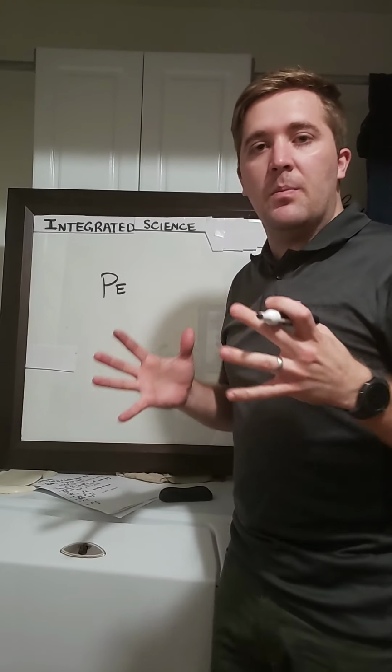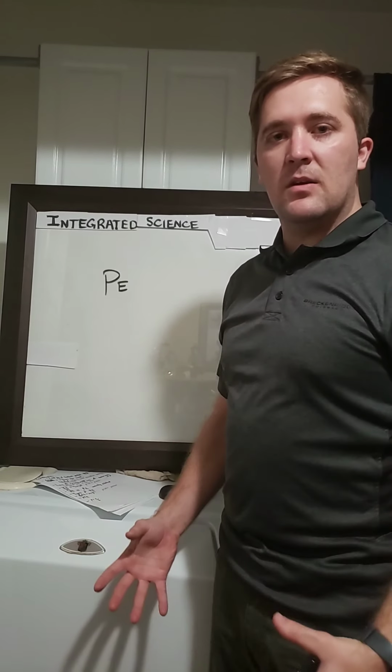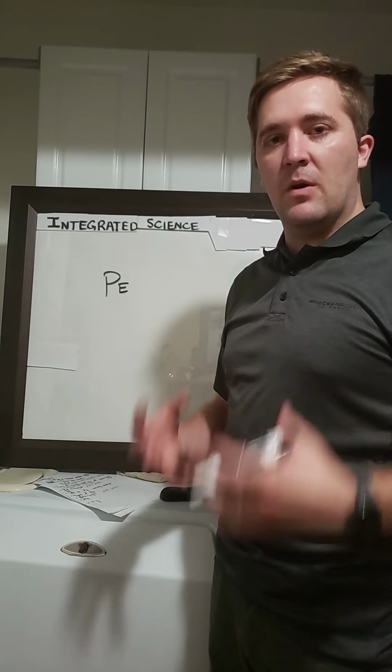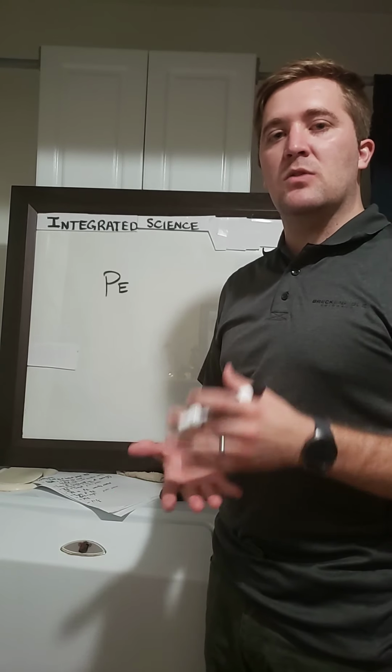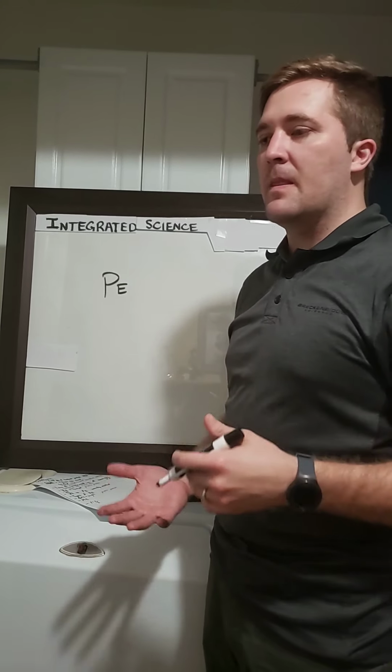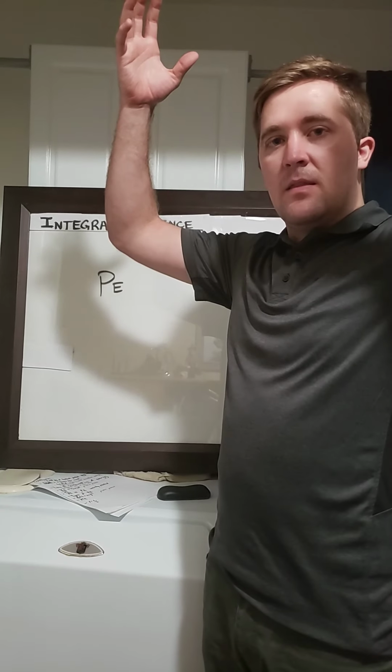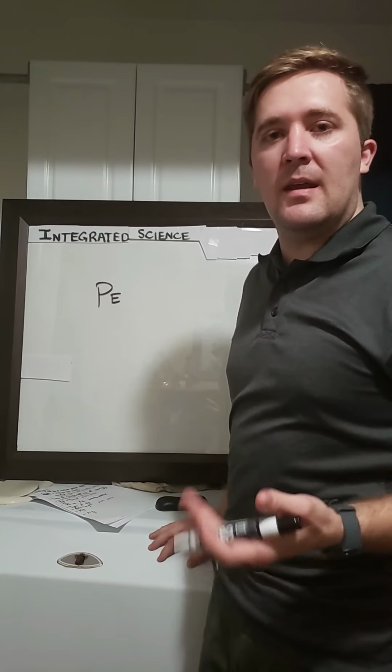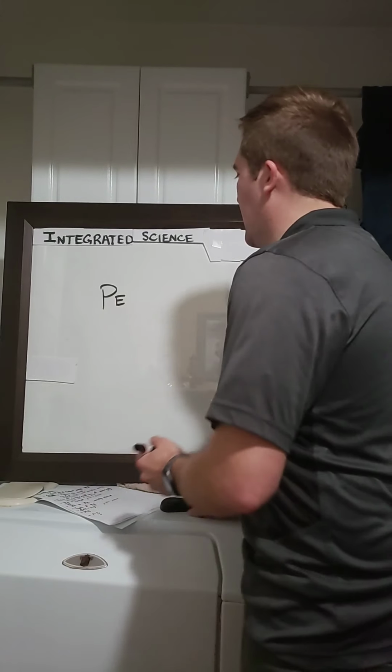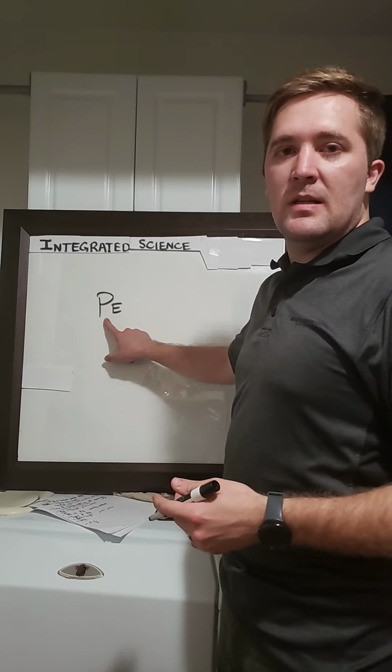Because when I let go of the ball, gravity is going to take it to the ground. So when I let it go and it's in motion, that potential energy is transferred into kinetic energy. The higher it is, the more it's going to fall, so the more kinetic energy it's going to gain while it's falling.